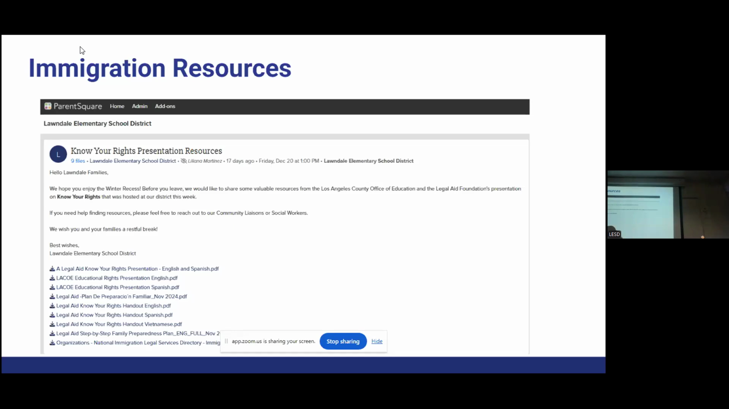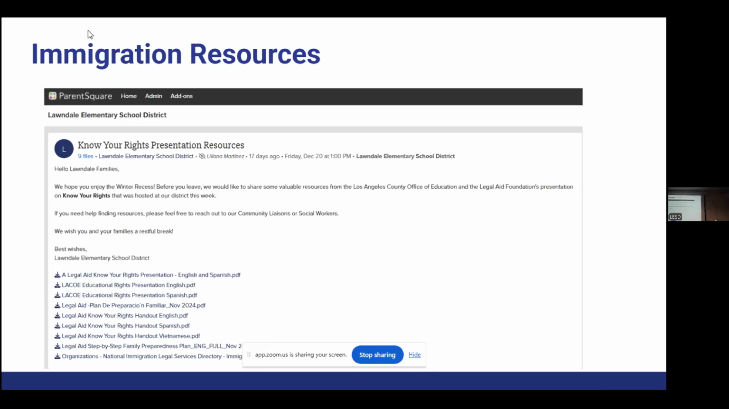I also understand that we have some handouts here. And Liliana, no la veo, ¿verdad? Oh, ahí está. All right. So these are from some of our presentations. Is that right, Liliana? Yeah, this specific email on the presentation we sent through Parent Square to all families. And we have some of those handouts here for you if you do need them.